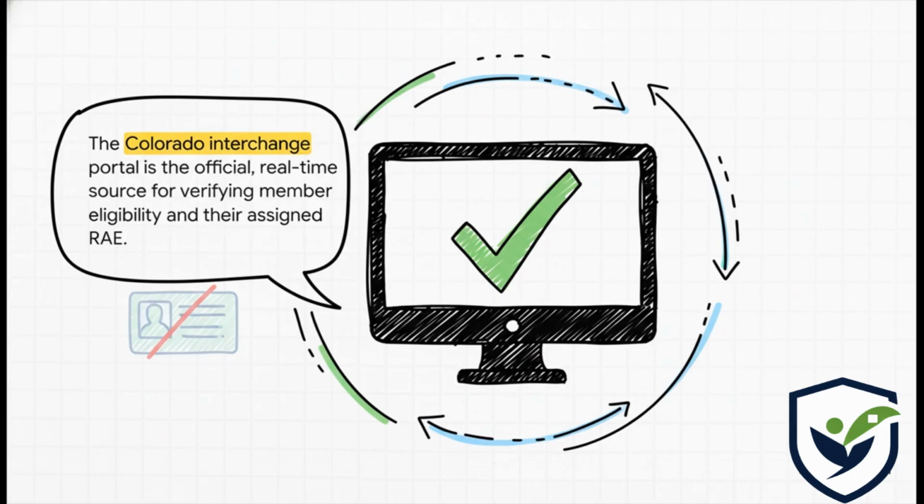So where do you go to check? The one and only source of truth is the state's official interchange portal. I know it's tempting to just glance at the member's ID card, but that's not enough. Their RAE can actually change if they get a new primary care doc. The interchange portal is the only place with real-time, accurate info.